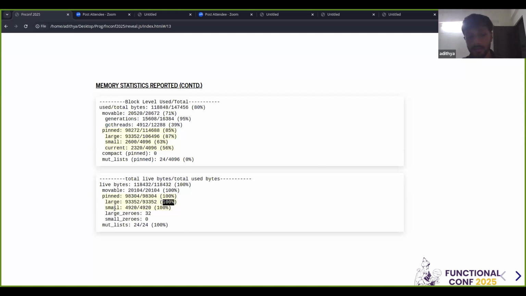But that is not the case for small pinned allocations. For small pinned allocations, this metric here tells us if there is fragmentation or not. So in this example that has been used to get these statistics, all of the 4920 bytes that are used are live. So there is no pinned memory fragmentation here. If this number is not 100%, then that means that there is pinned memory fragmentation. If the number is 80%, then there is 20% pinned memory fragmentation. 20% of these bytes are dead, yet they exist. We are just keeping them.